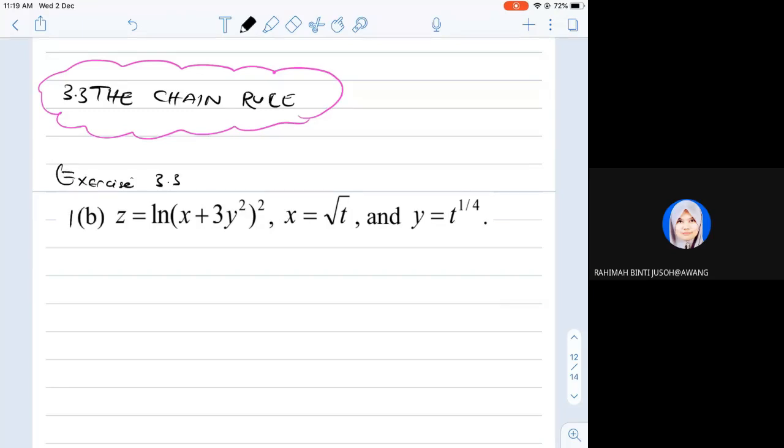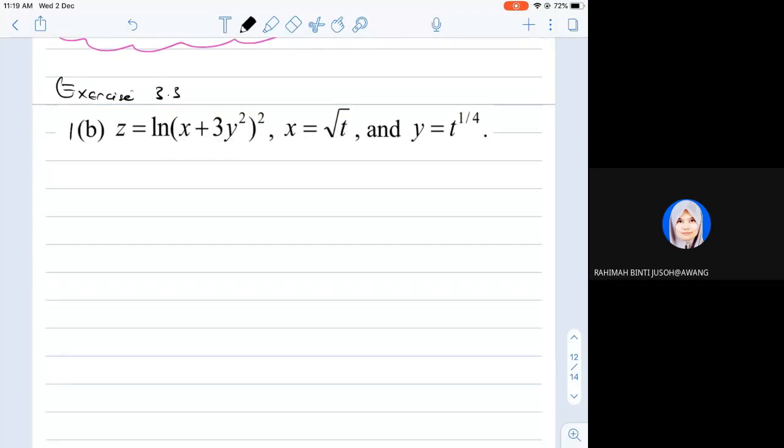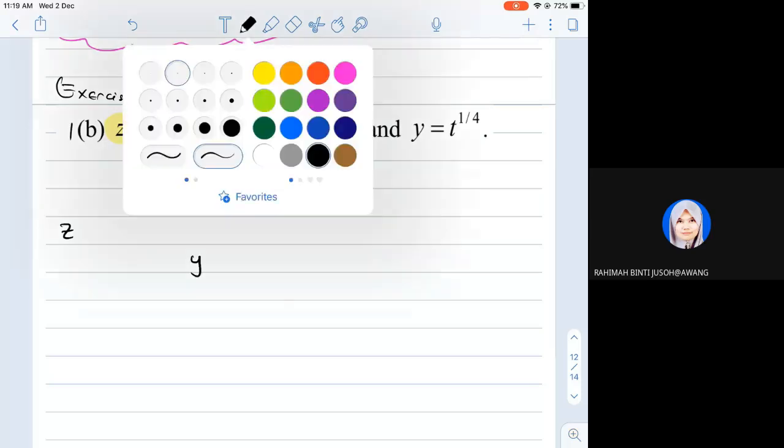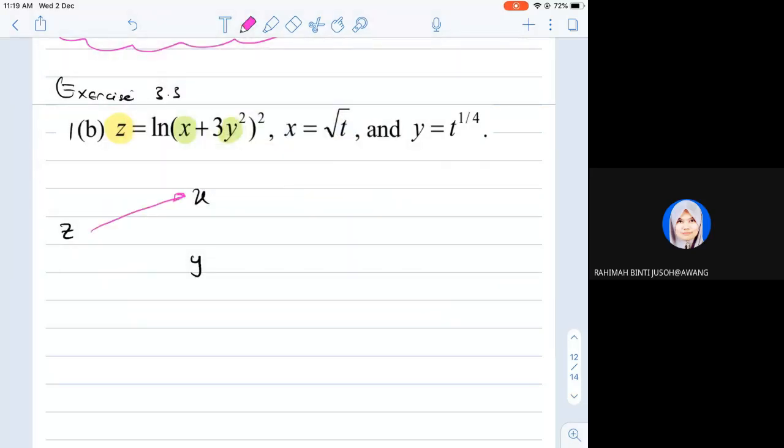Okay. First of all, let us build the chain. Okay, first of all, we have the subject. This is called a subject, or dependent variable. So kita akan ada subject kita adalah Z. Okay, and then Z consists of variable X and Y. So you all akan ada variable X, variable Y. So this is the first chain.